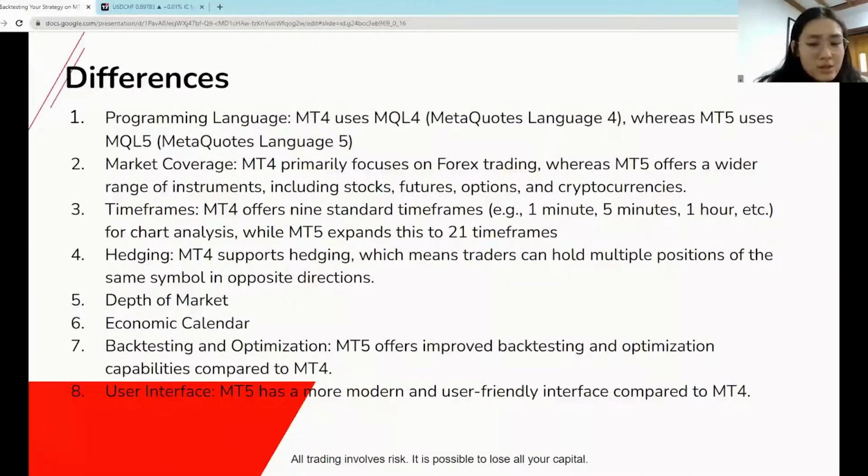MT5 has a more modern and user-friendly interface compared to MT4. It provides enhanced charting tools, more customization options, and a more intuitive overall experience. So while it's important to note that these are the differences, both platforms are widely used and supported by different brokers and offer a wide range of features and tools for traders. So the choice between MT4 and MT5 ultimately depends on your specific requirements or trading style, as well as the markets that you wish to trade in.